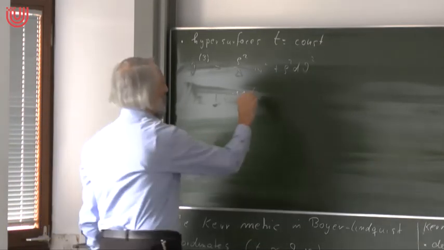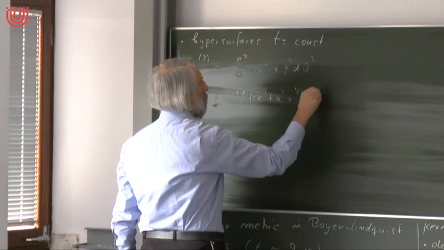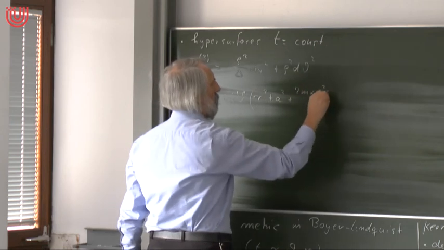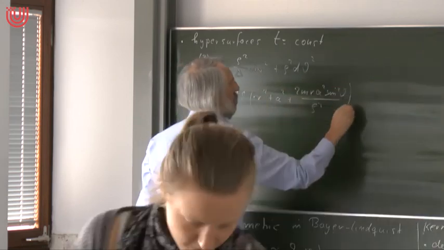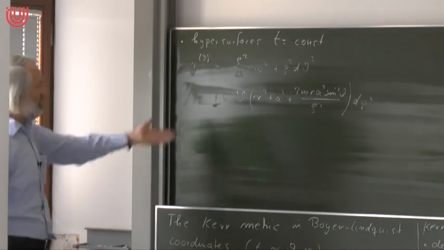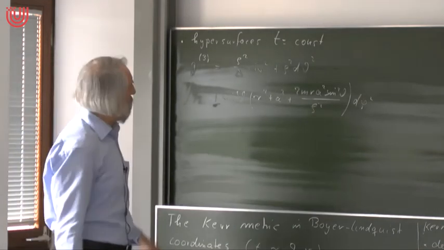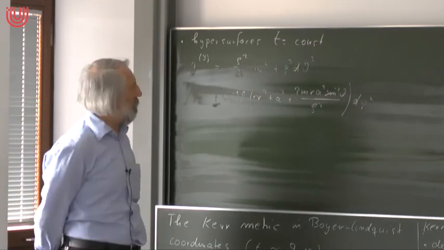times (r squared plus a squared plus 2mr a squared sine squared theta over rho squared) d phi squared. So the question is, is this a positive definite metric? Are all the coefficients positive? What would you say?